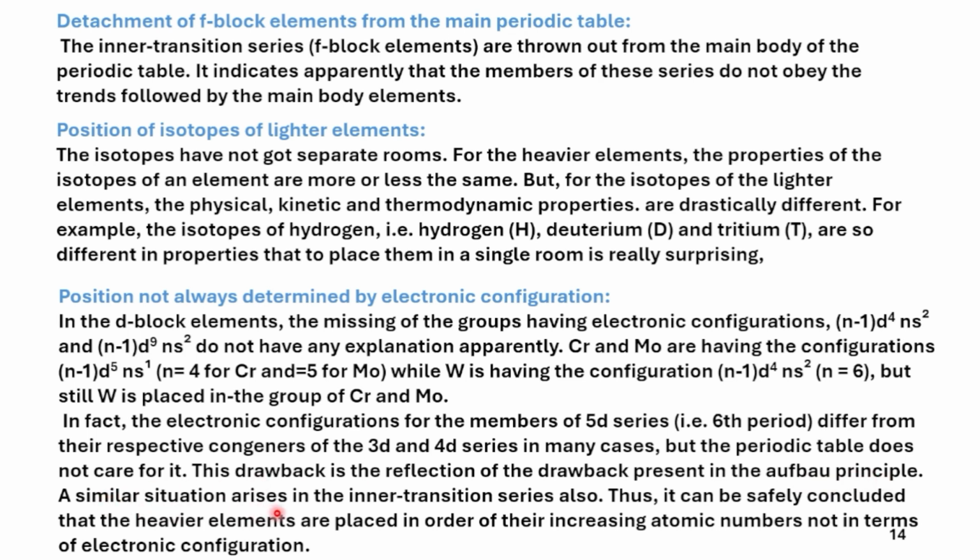A similar situation arises in the inner transition series also. Thus, it can be safely concluded that the heavier elements are placed in order of their increasing atomic numbers, not in terms of electronic configuration. So the take-home message is that the modern form of periodic table has been constructed based on the increasing order of atomic number. Neither increasing order of atomic weight nor by the order of electronic configuration. It has been formulated by only the increasing atomic numbers. That you have to remember.